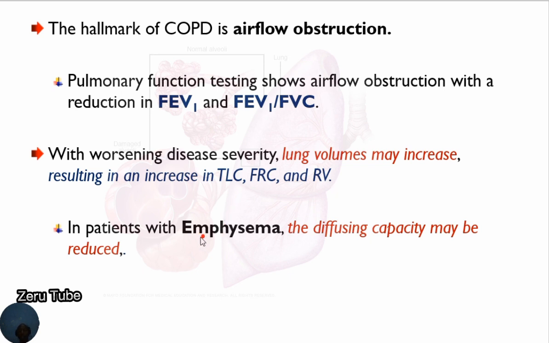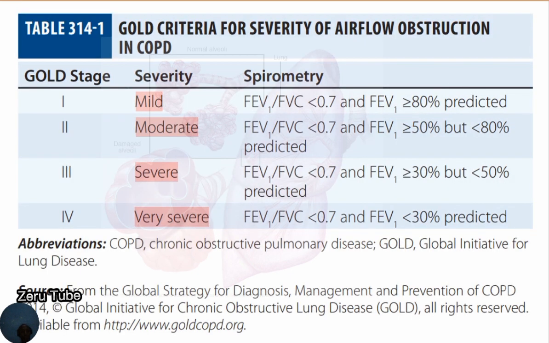In patients with emphysema, the diffusing capacity may be reduced. But in most COPD patients, in the spirometry result you can get increments of total lung capacity, functional residual capacity, and residual volume.